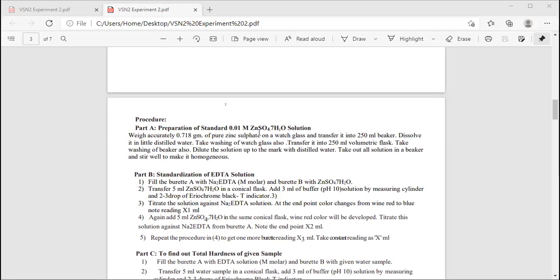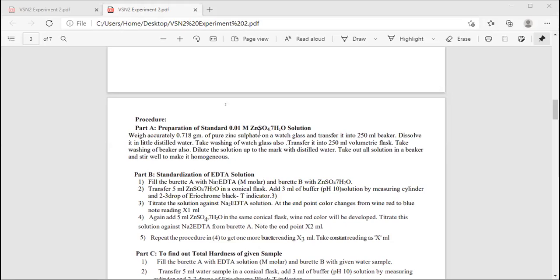So this way you have to take the 3 readings. Suppose your first reading is 5 ml, second is 5.2, third is 5.4. So what is the mean of this? 5, 5.2 and 5.4. These are the 3 readings. So what is the mean of this?